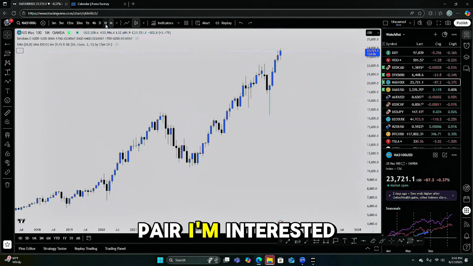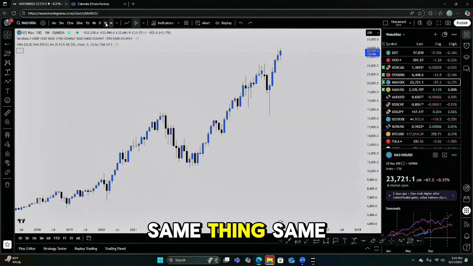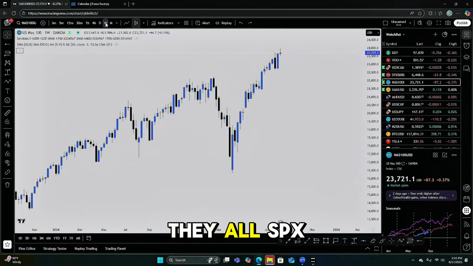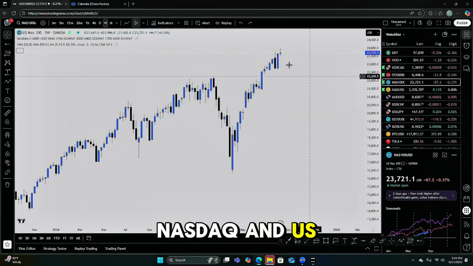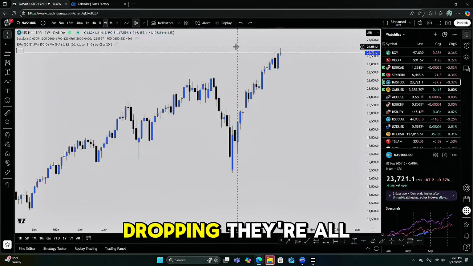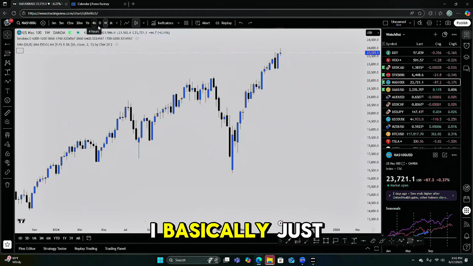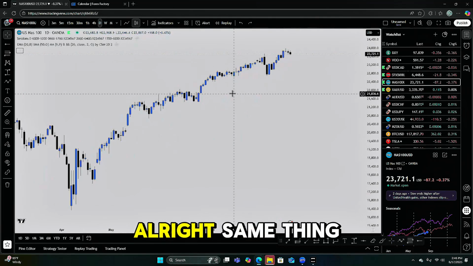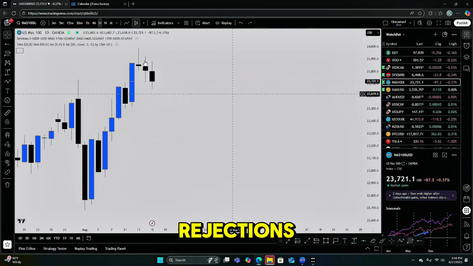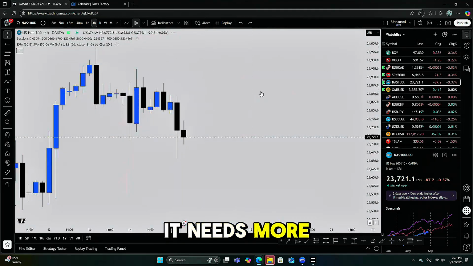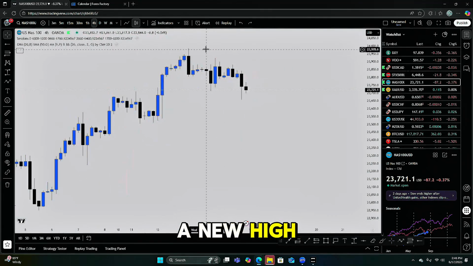All right, so another pair I'm interested in is the Nasdaq. Same setup as the SPX. All indices, the SPX, Nasdaq, and US 30, they all correlate. So if one's dropping, they're all dropping. I basically just go off setups, what I like to see. So for the daily, same thing. I see these rejections. I'm seeing that it needs more volume to make a new high, right?